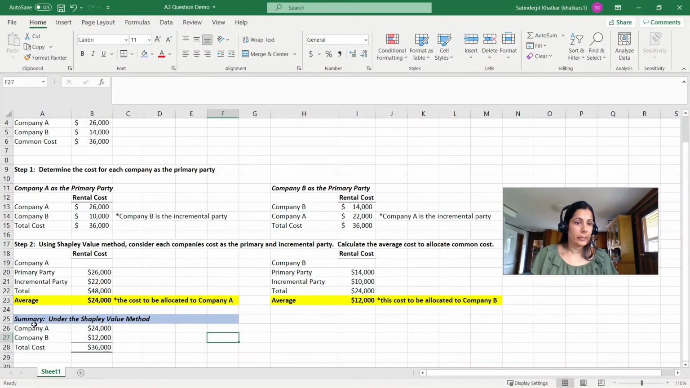So in summary, under the Shapley value method, you take the values calculated from step 2. If the two companies share the cost of the rental, Company A will pay $24,000 and Company B should pay $12,000. And this again comes to a total cost of $36,000. Again, this is looking at the possible cost combinations and taking the average of those cost combinations.